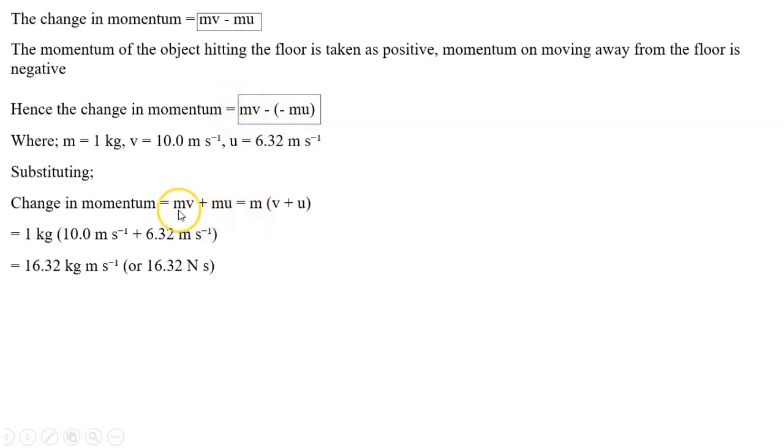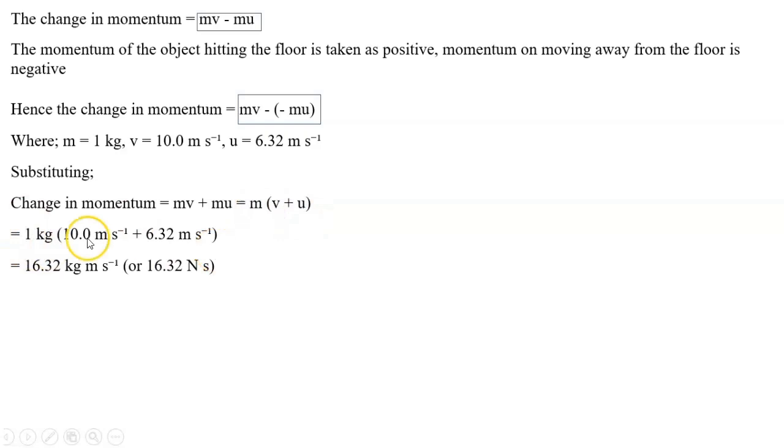In this case, we can factorize m out. So we have m here. mv divided by m, we are left with v, which we write in a bracket. mu divided by m, we are left with u, which we write in a bracket. So we factorize m out.